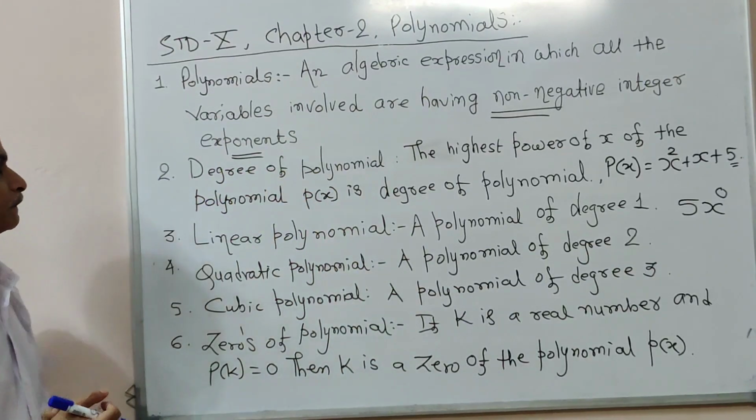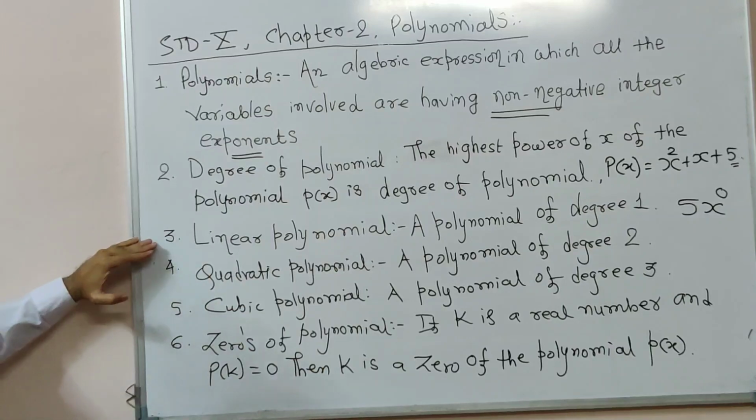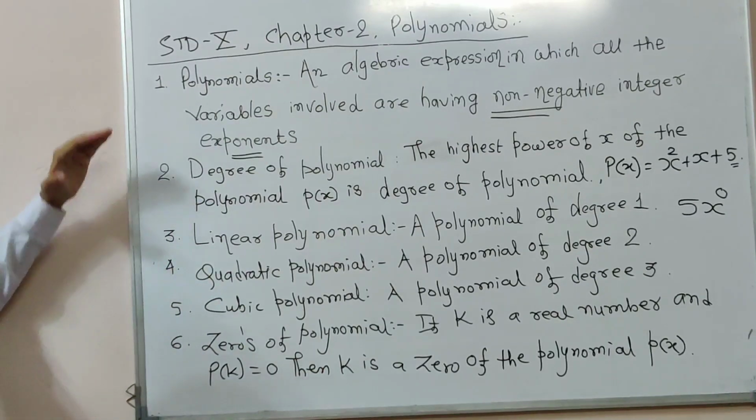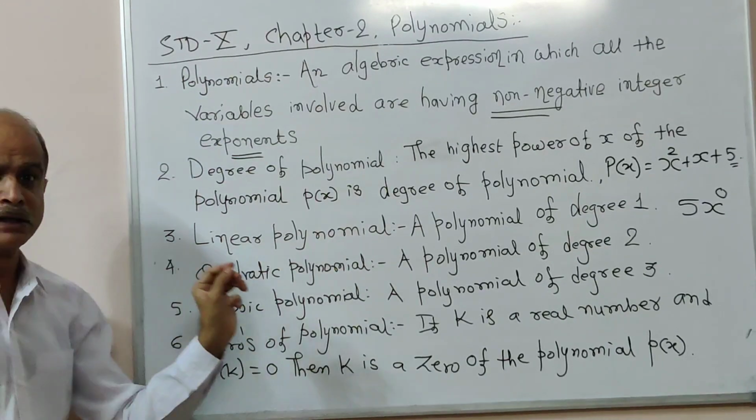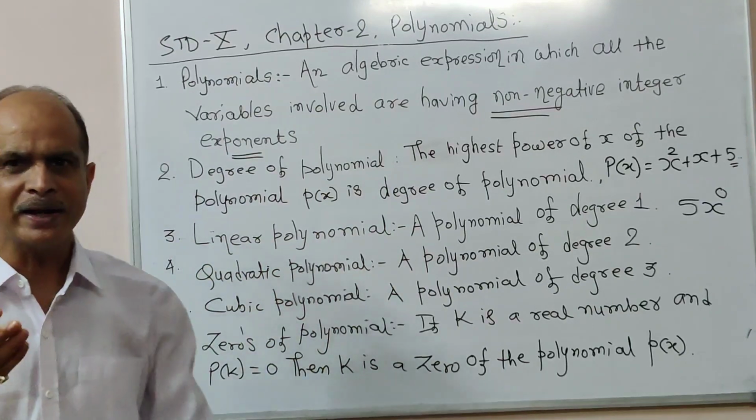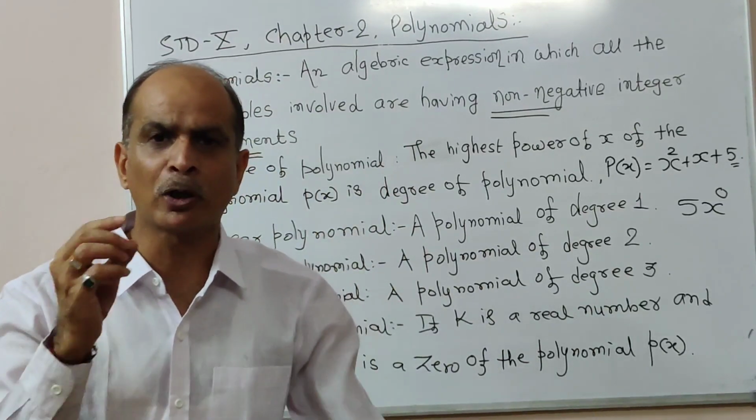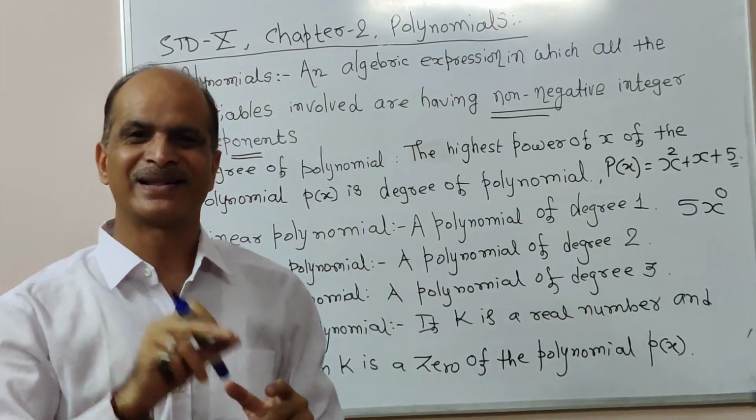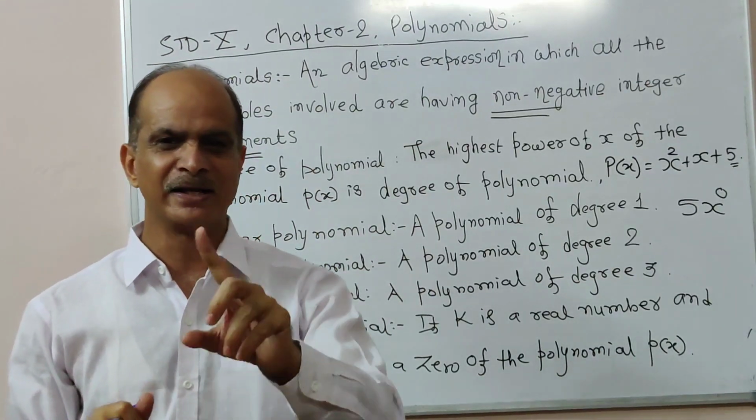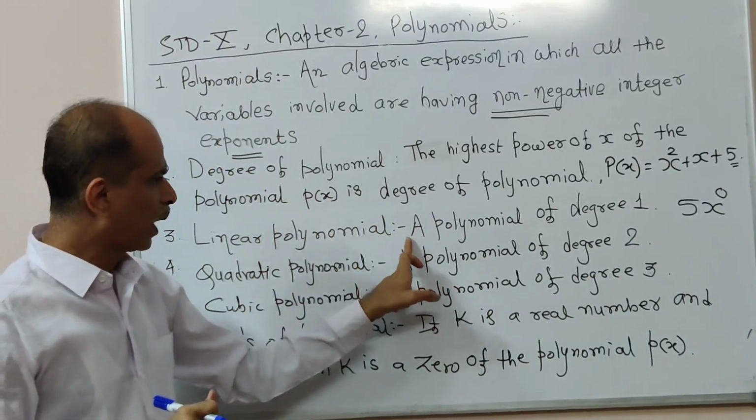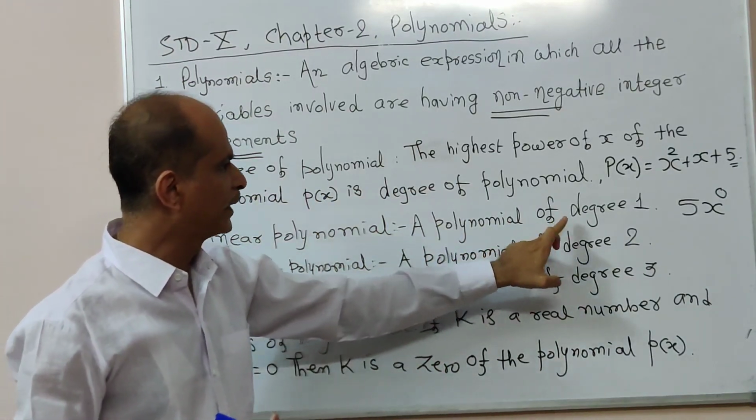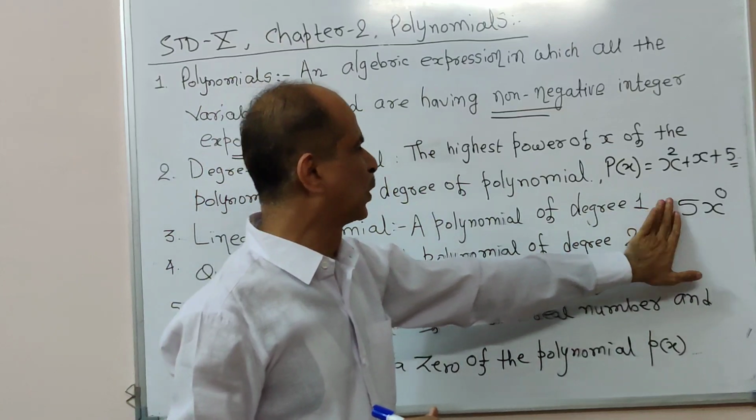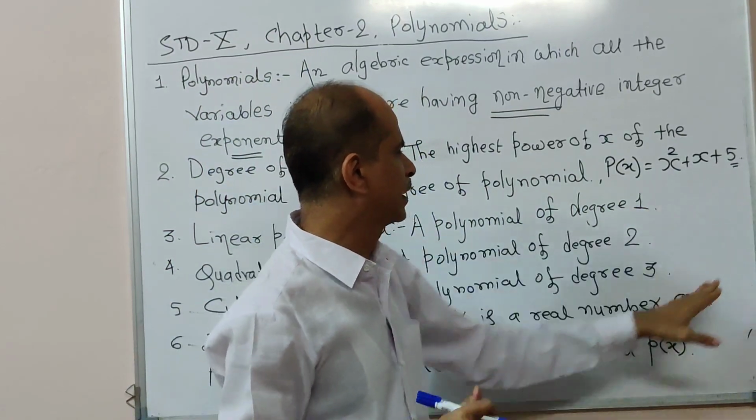Let me start the third concept of this chapter, and that is the linear polynomial. Why is it known as a linear polynomial? Because the degree of the polynomial is 1, and that's why it is known as a linear polynomial. So a polynomial of degree 1 is known as a linear polynomial.